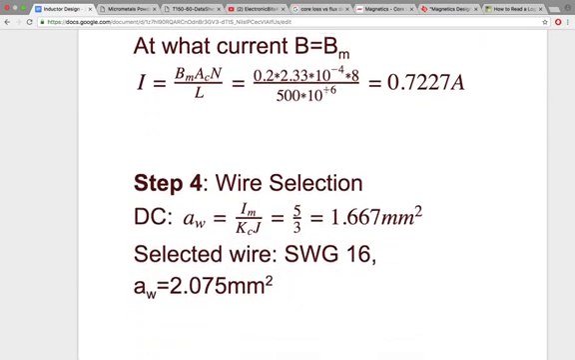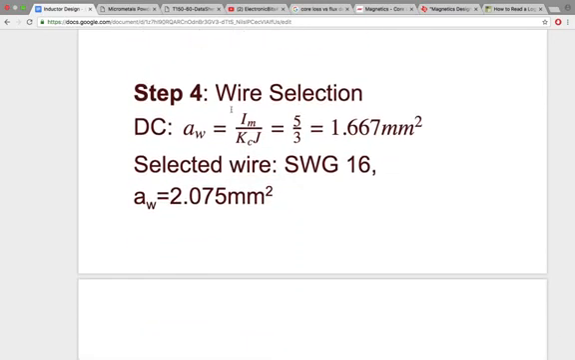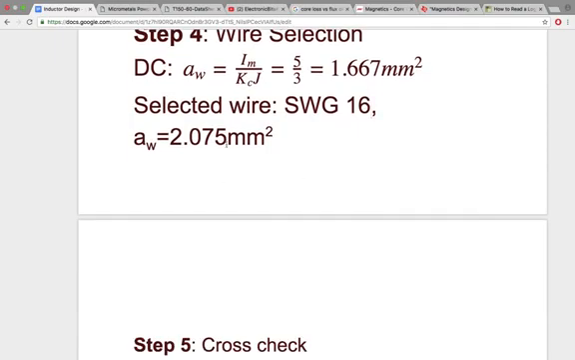Then wire selection. We already know the maximum current we want, and the current density I have taken as 1. If you divide, you will get the area in mm square, so you need 1.667 mm square of wire. From the table which I showed earlier in wire selection, you can choose a wire which has a cross-sectional area greater than this and closest to it. The closest value was SWG16, for which the cross-sectional area is given as this.